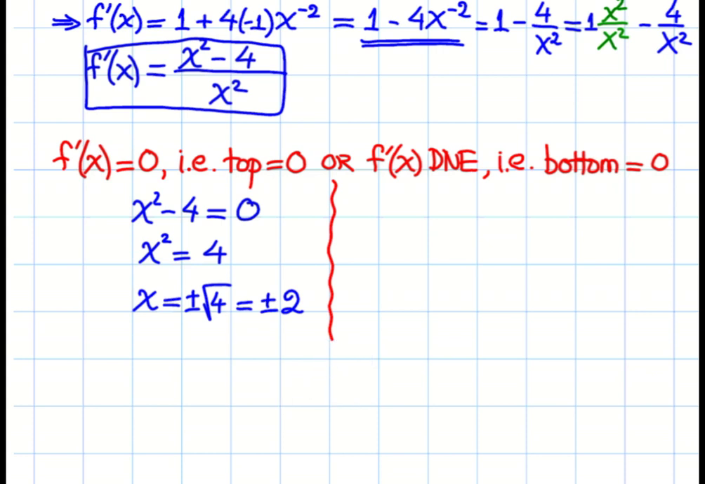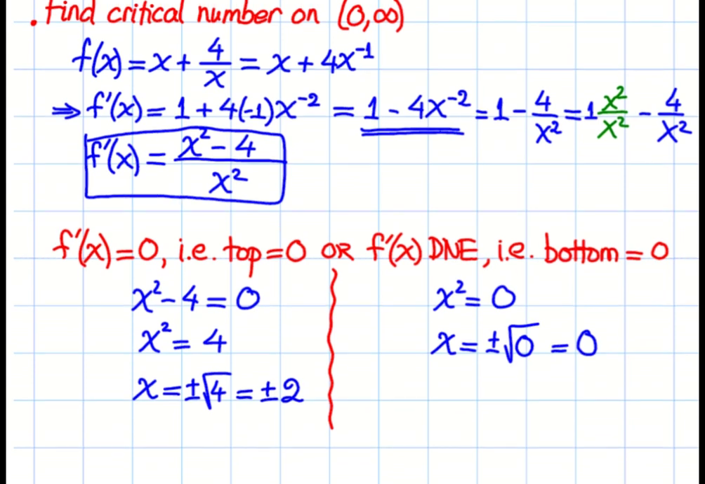And then when the bottom equal to 0, again, take the square root on both sides. Plus or minus square root of 0, which is still 0. So what we have is 0, 2, and negative 2. Right.